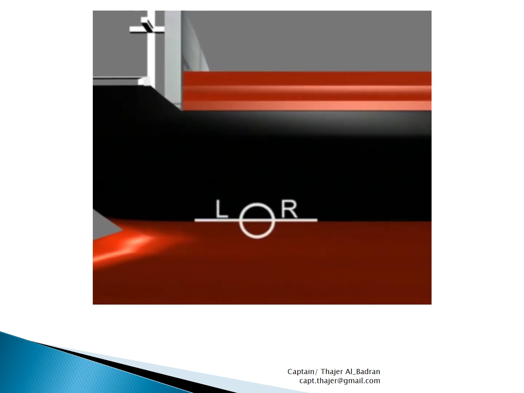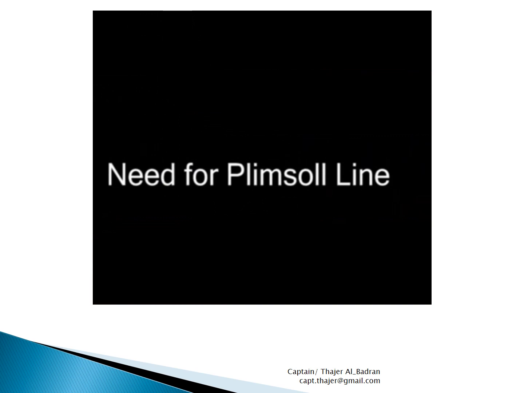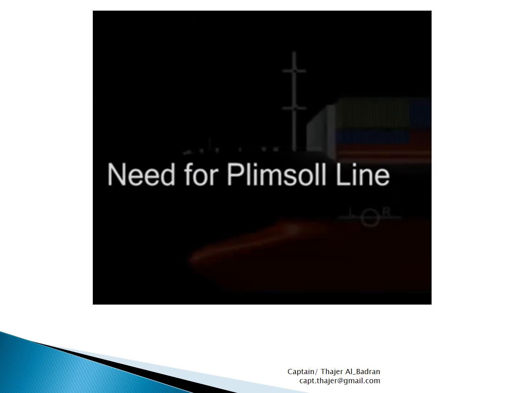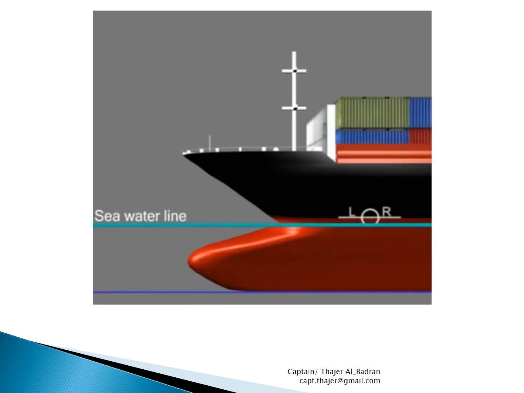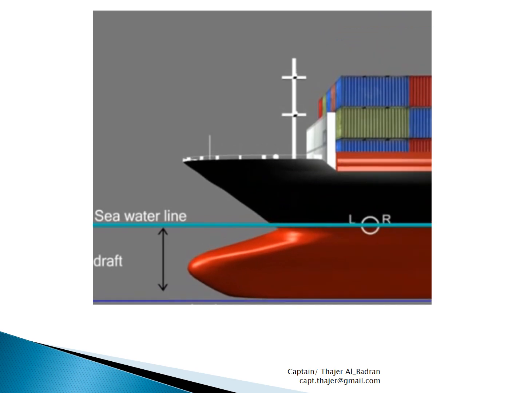The location of the Plimsoll line is determined by a classification society after surveying the ship. The Plimsoll line mark allows one to know the safe draft. Draft is the vertical distance between the waterline and the bottom of the hull or keel. The heavier the load, the greater the draft.